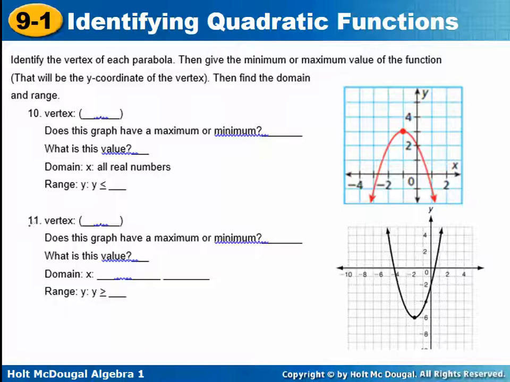Let's look at number 11 on your worksheet. Here it is. First of all, we're going to identify the vertex. So here's the vertex, there's a dot there. It looks like it's over -2. So the x value is -2, and it goes down -1, -2, -3, -4, -5, -6. So -2, -6 is the vertex. Now this is opening upward, so it has a minimum. And that value is the y value of the vertex, so that would be -6.